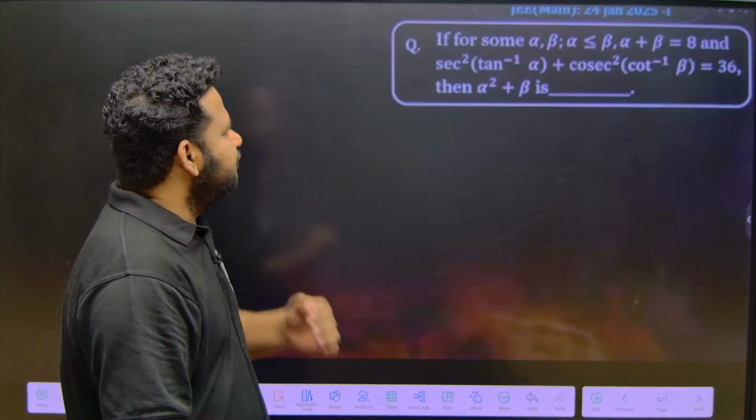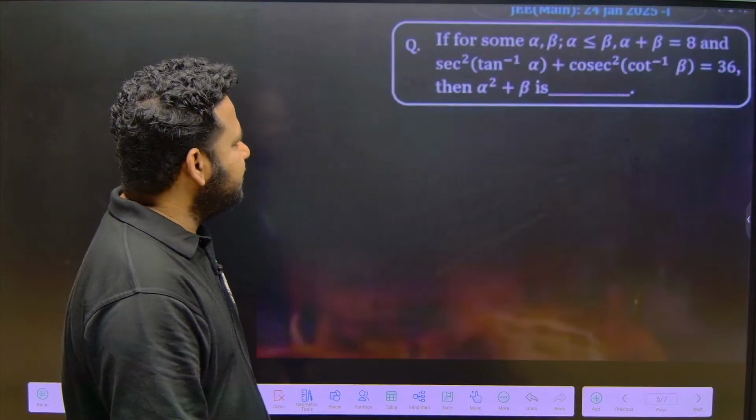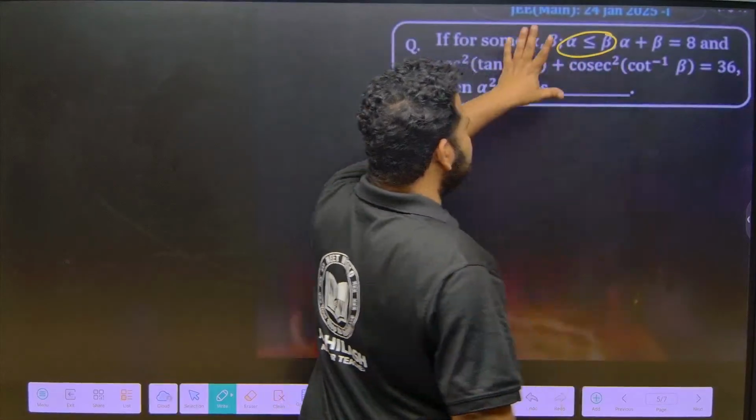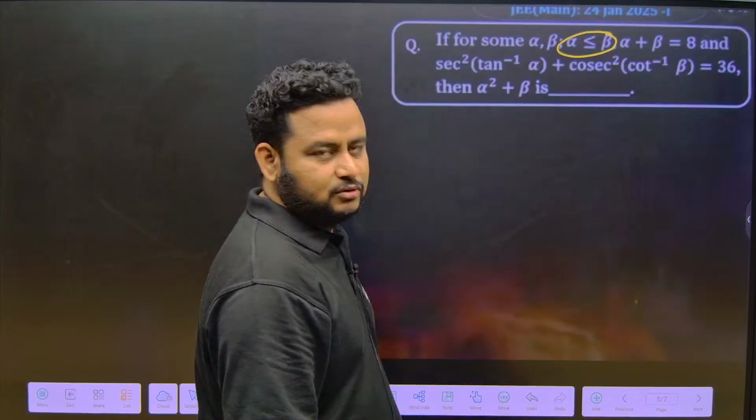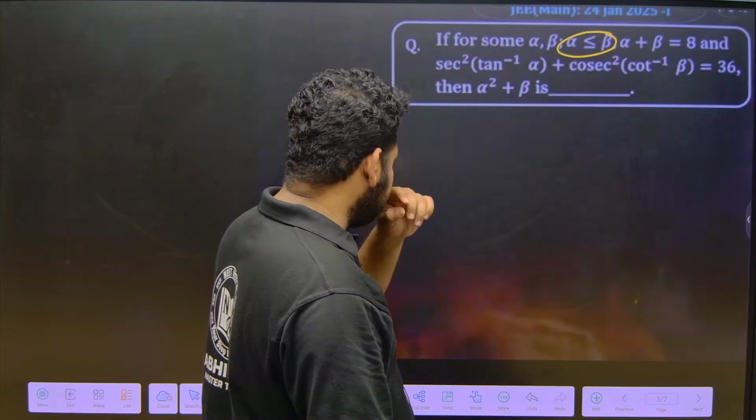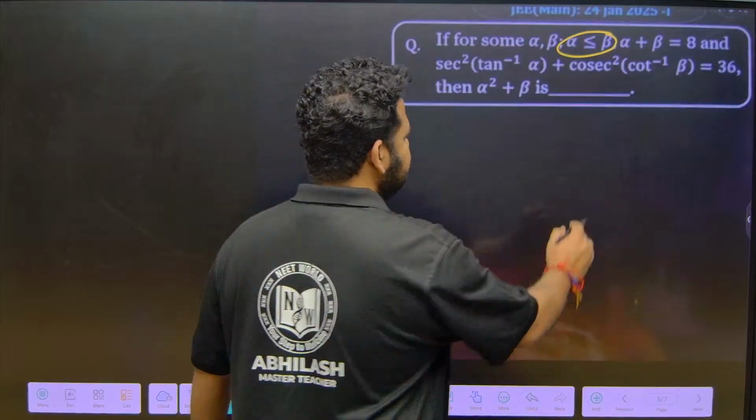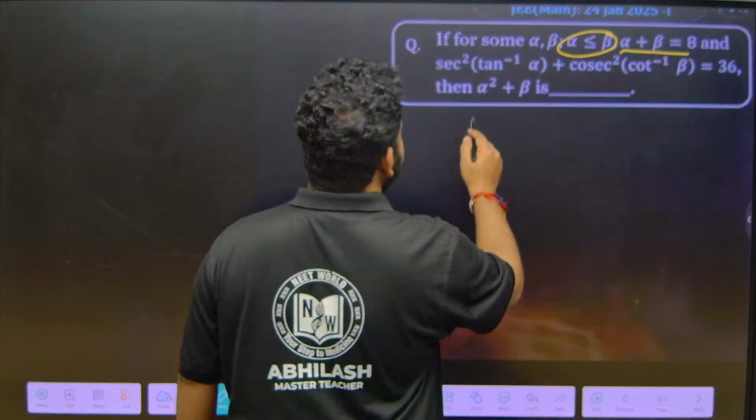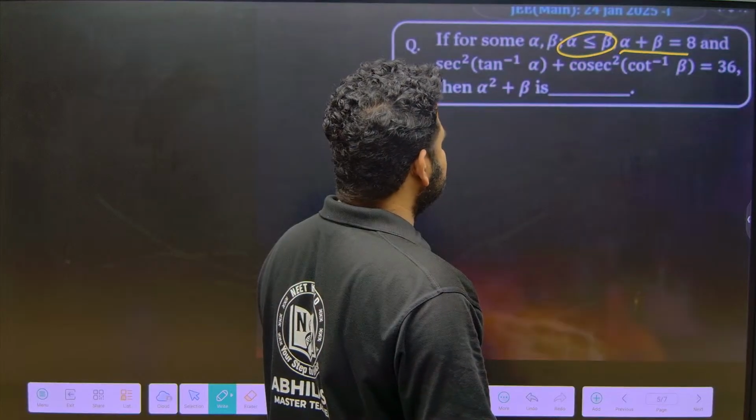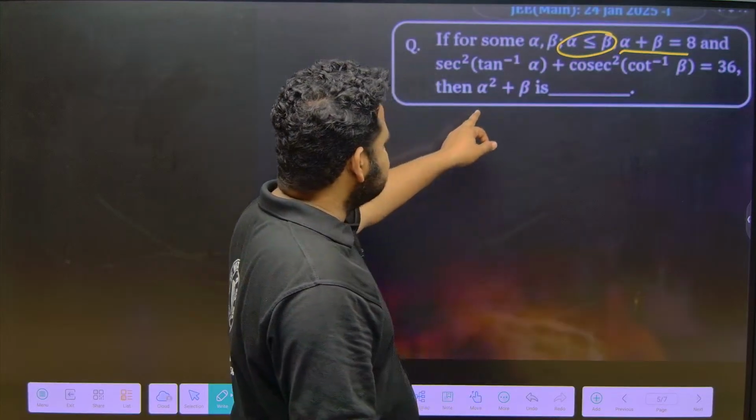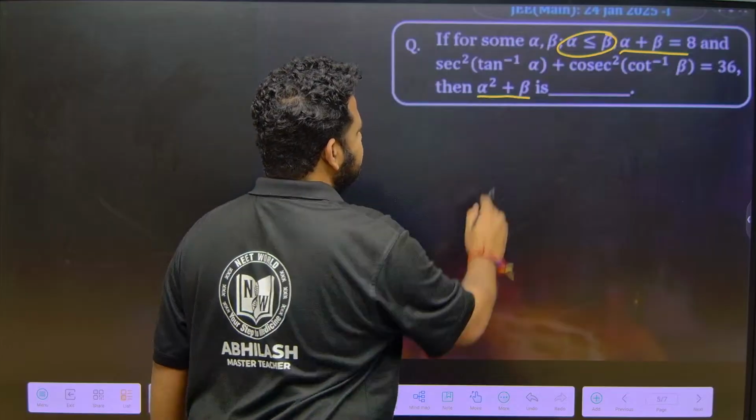So here, for some alpha beta, where alpha is less than or equal to beta, this is very important for us. Please make a note of these conditions. These conditions play a huge role in solving the question. Don't ignore them. They are given: alpha plus beta is equal to 8. Then secant square tan inverse of alpha plus cosec square cot inverse of beta is equal to 36. Then alpha square plus beta.